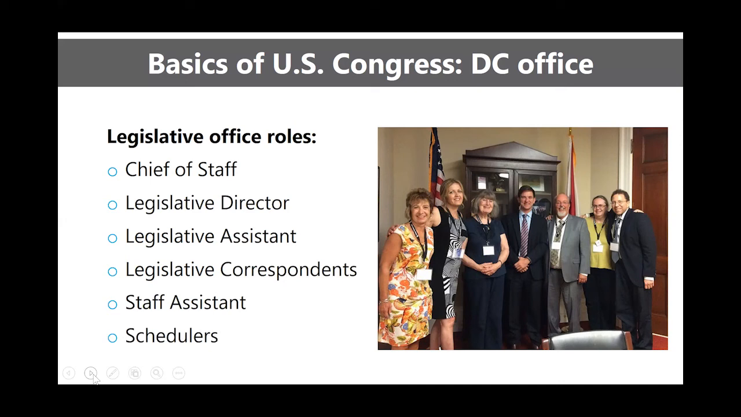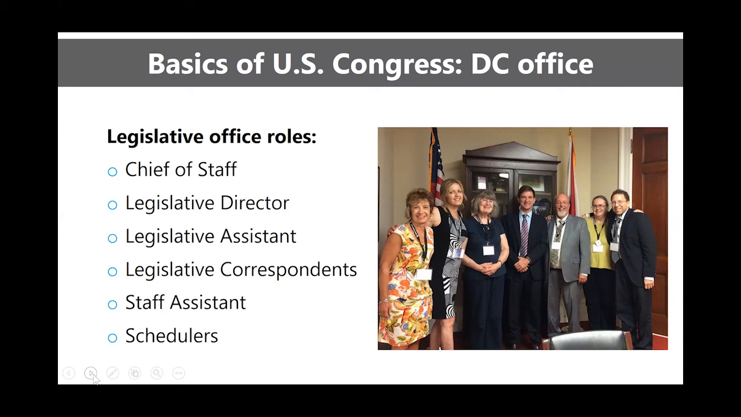Next up is the scheduler. And important to note here is that, maybe chief of staff and legislative director and legislative assistant, those are sort of in order of hierarchy and importance, but when it comes to schedulers and assistants and correspondents, there's pretty much an equal level of importance of their role in the office. So don't take this hierarchy as meaning less importance as we go down the list.